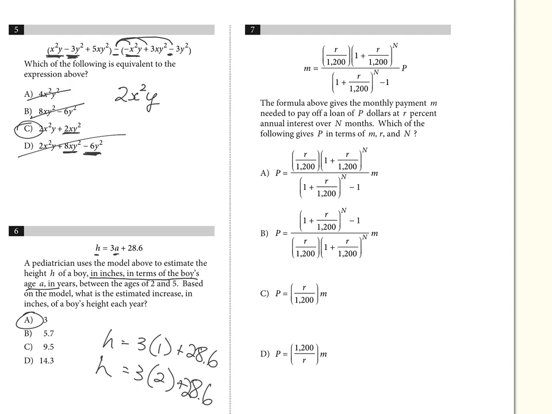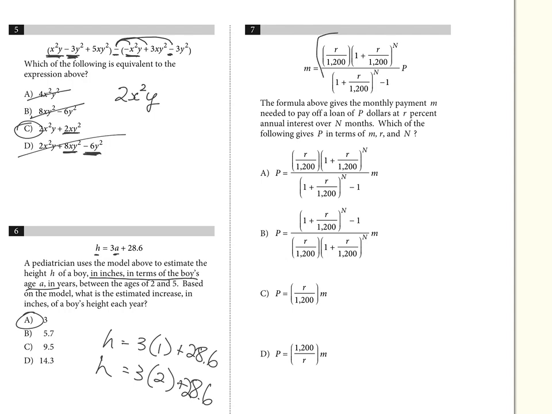Now this question 7, it actually looks quite difficult, but it's only designed to look difficult. It's actually quite easy. All we need to do is solve for p here. We're told that the formula gives the monthly payment needed to pay off a loan of $p at R%. None of that matters. All they're asking us to do is solve for p.